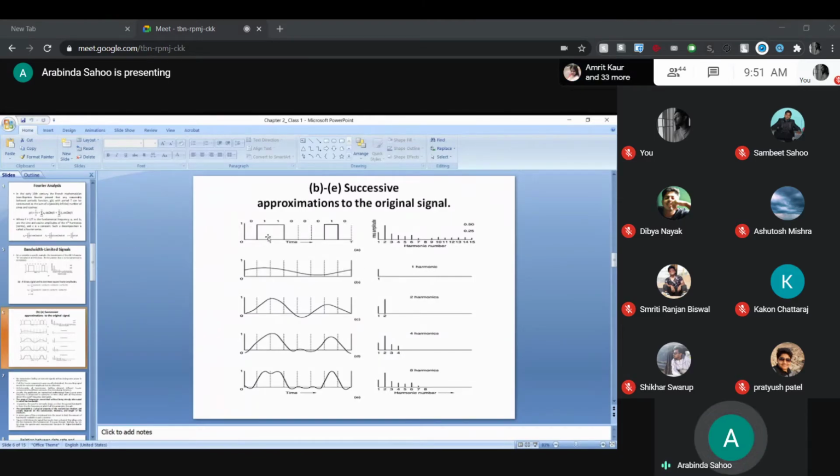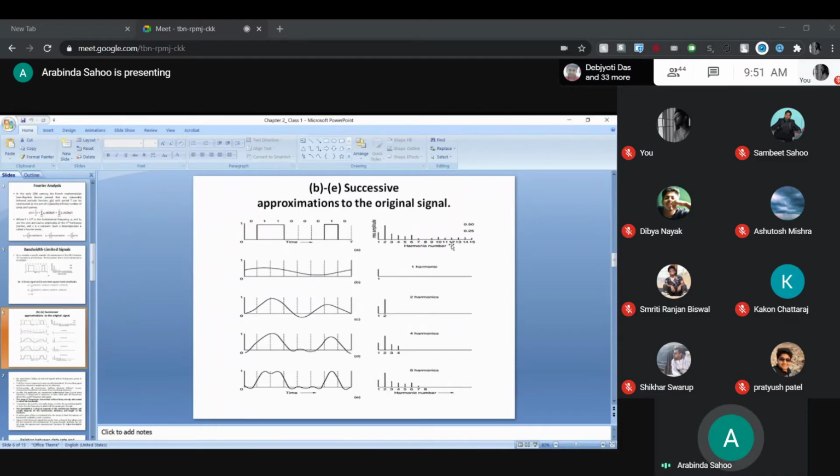Suppose this is your original signal. Look carefully at it. The first signal represents your original signal. And the representation of the mean square amplitude with respect to harmonic is also known as spectral analysis. You can check that the original signal contains all the harmonics.